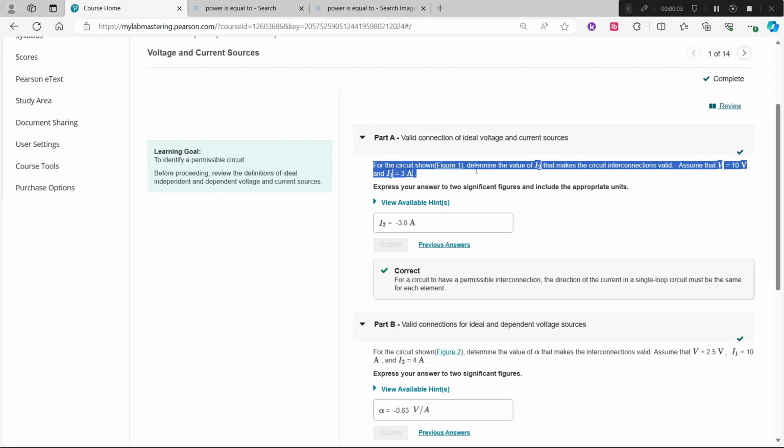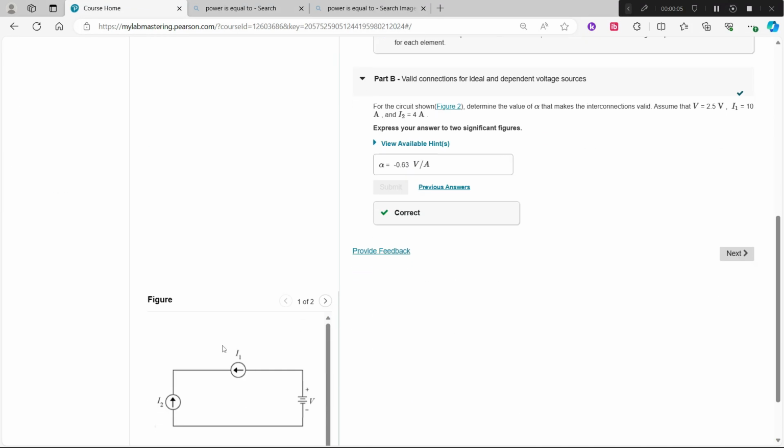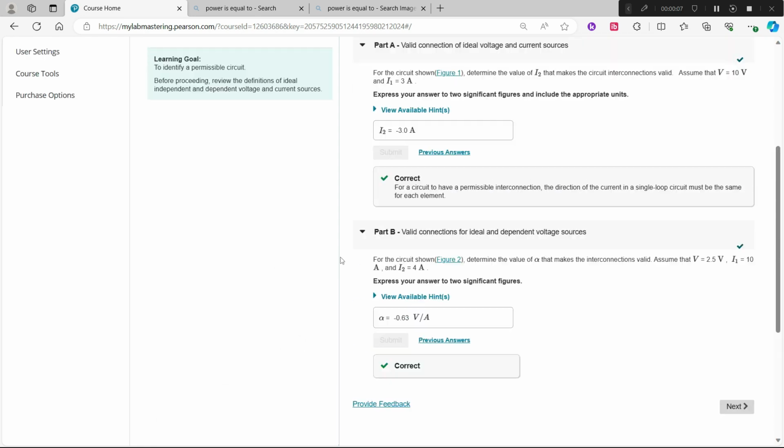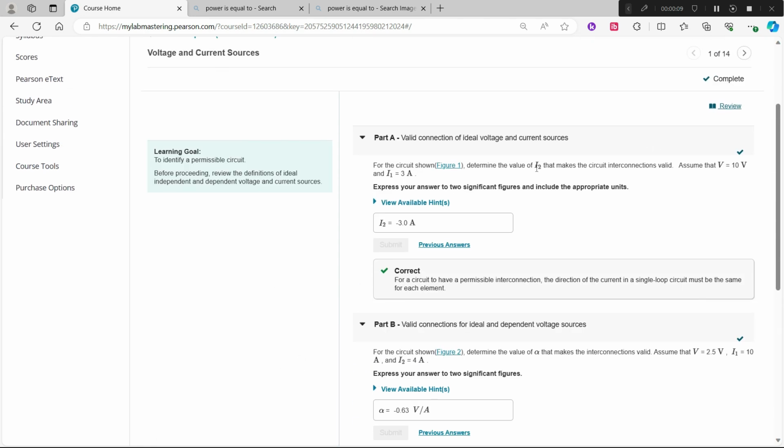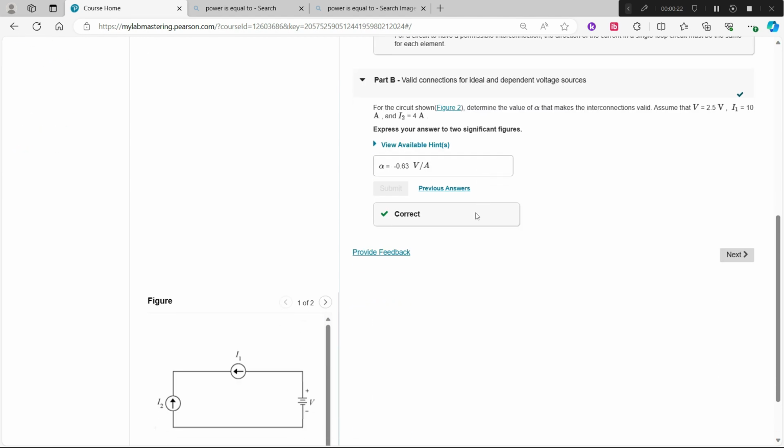For this first problem, determine the value of I1, I2, that makes the circuit interconnections valid. Assume that V is equal to 10 volts and I1 is equal to 3 amps. Okay, so we need to find I2.